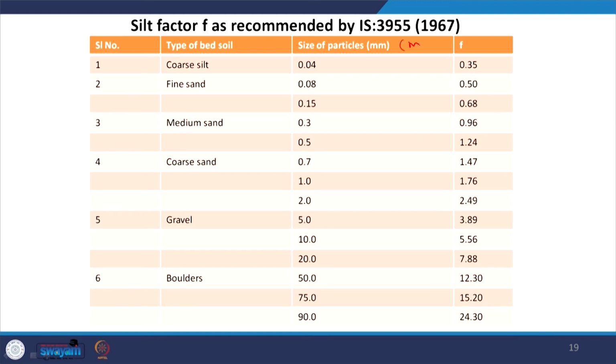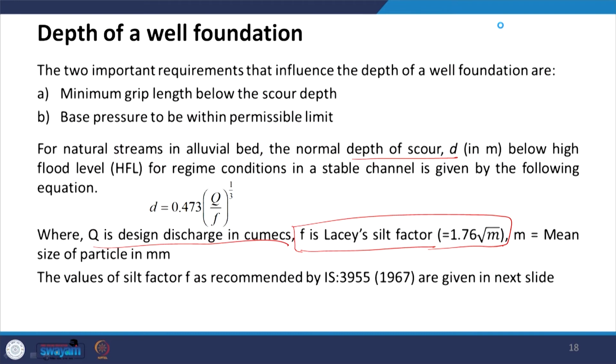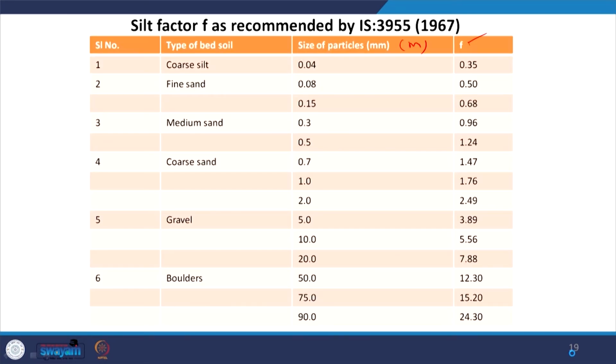You can treat this column as m only. So, for example, this gives you the value of m. So, m equal to 0.04, 0.08. So, it becomes double, and then you take the root of that to find what is called Lacey's silt factor. As you can see, the value of m is increasing, the value of f is also increasing, which was expected from this formula. So, either you can use this formula, 1.76 root m, or you can use this table to generate the value of m and later on f.